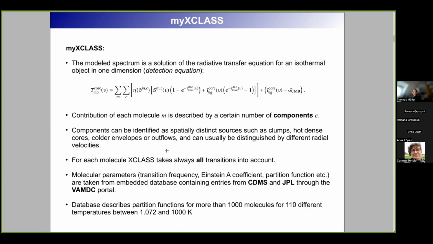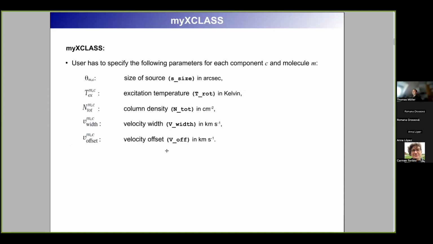And in addition to the standard CDMS, this database for XCLASS contains the description of partition functions for more than 1,000 molecules for 110 temperatures, and not only 9 as in the old CDMS, between 1 and 1,000 Kelvin. So extrapolation, especially for the low temperature regime, is no longer needed. Each component is described by at least these 5 parameters: the source size, the temperature, column density, line width, and velocity offset. And the task is to determine these components.